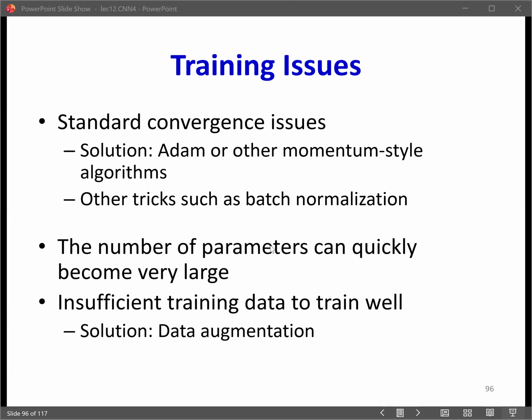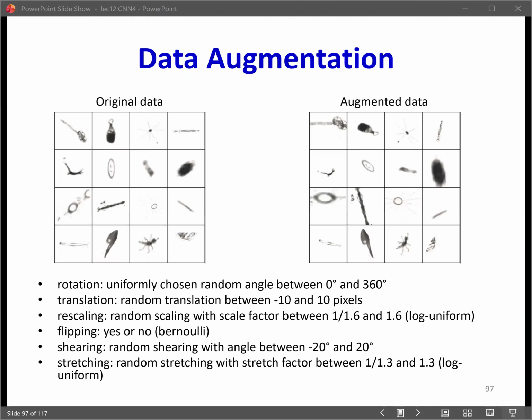The number of parameters can quickly become very large, so you'll get insufficient training data to train the model well. Solution: data augmentation. What we do is modify our training data to make fake training instances. For example, this guy is some kind of a crazy cell, but if I rotate it a bit to the right, it remains exactly the same class. If I flip it, it remains the same class. So we modify the data through things like rotation, translation, rescaling, flipping, shearing a bit, stretching, to create different variants of the same data instance, which will have the same class label. And these augmented data are often used to expand your training data.